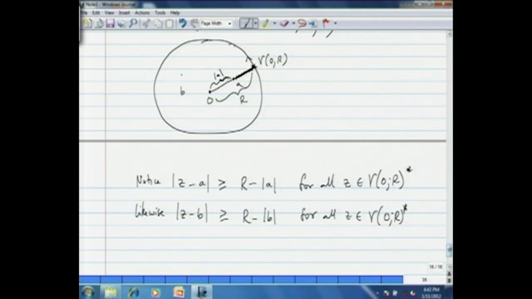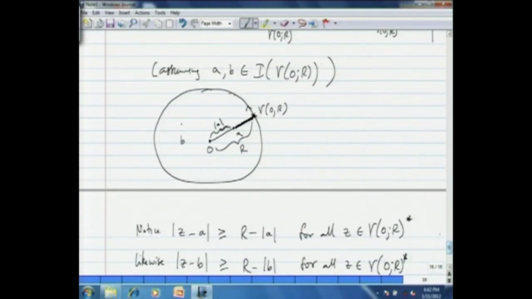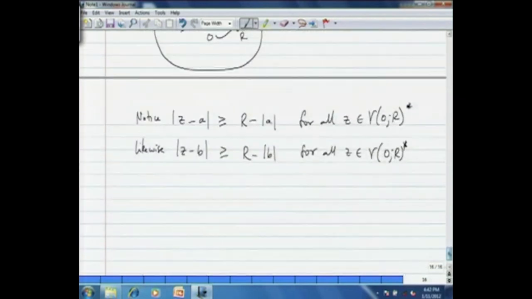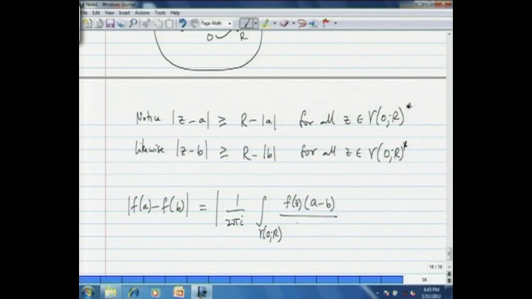Okay. So, we will keep this aside, we will need this estimate in a moment, and then let us go back to our estimate of modulus of f of a minus f of b. And then using Cauchy's integral formula we got that modulus of f of a minus f of b is equal to the modulus of 1 by 2 pi i times the integration on gamma 0 r. Let me club the integrands now. So, I get f of z times a minus b by z minus a times z minus b dz.